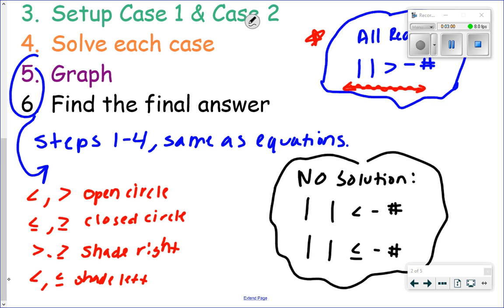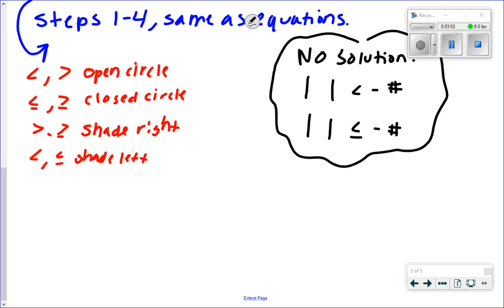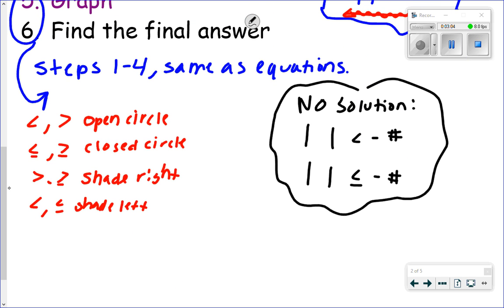Then, if we scroll down a little bit, the stuff that's circled in the black pen, those are my no solutions. So if I have the absolute value is less than a negative number, or absolute value is less than or equal to a negative number, that's no solution. And the graph for no solution is just a number line with nothing on it. No highlighting, nothing.